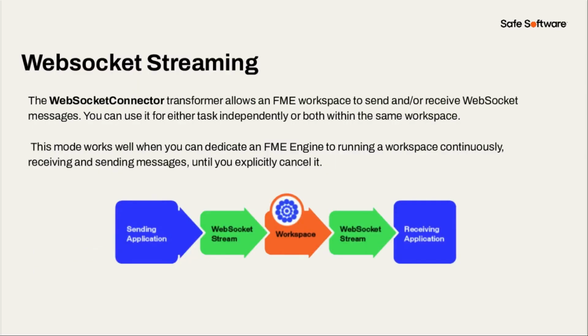So let's talk about the WebSocket connector transformer a little bit more. You can use it to receive data continuously or in a batch. So say I just want 1,000 features from my stream, I can do that. We can also stream data out with it continuously. So you can use both these actions or either one in a workspace. Streaming mode works really well if you can dedicate an FME engine to running a workspace continuously. But if your stream is only active intermittently, or you don't want to commit an engine, that's no worries. You can use our CPU usage engines instead.